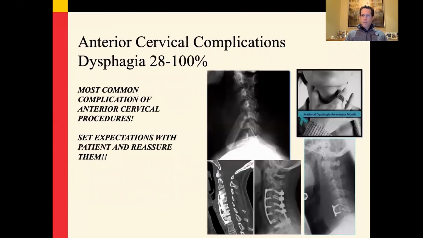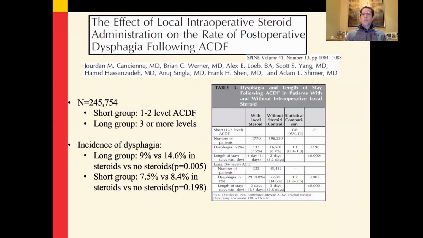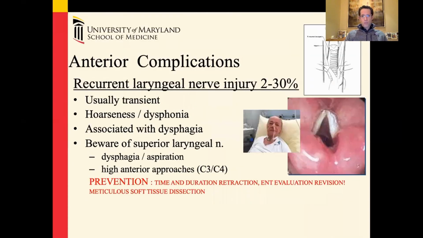The most common complication with anterior-based surgery is dysphagia. You need to set the expectations with the patients and reassure them that most will resolve over time and will rarely go on for more than 12 weeks. I think in the face of multi-level corpectomies, you have to make sure that you're ruling out a mechanical failure of your construct that can be an iatrogenic cause of an airway problem. We know that there's a local effect of using steroid applications, and that can be helpful in mitigating postoperative dysphagia.